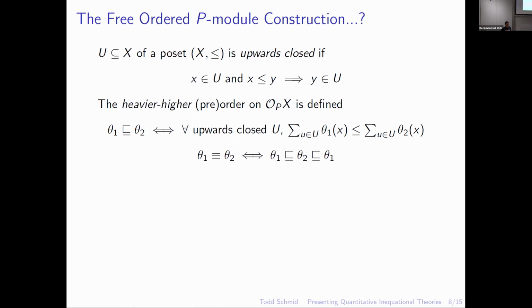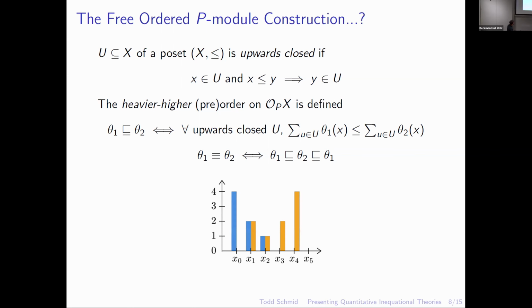And I'm going to just say that theta 1 and theta 2 are equivalent if they're mutually heavier or higher. I'm specifically stating that they're equivalent if they're mutually heavier or higher because in general, this is actually just a preorder. This is not always a partial order. And there will be some important examples where it fails to be a partial order.